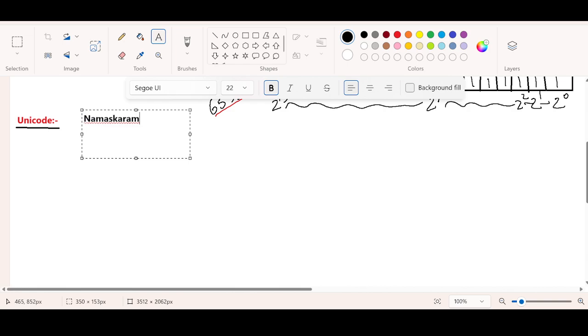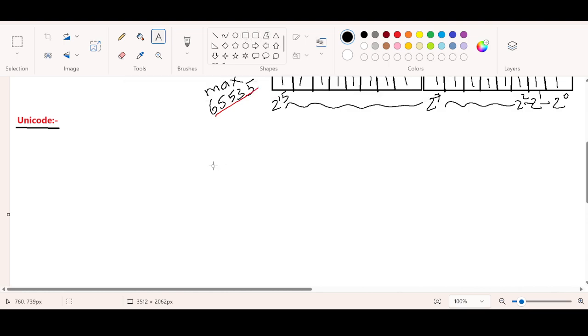You want to give the information to the end user in the Telugu language. Or if you want to give the information like vanakkam in the Tamil language, vanakkam means namaskaram in Tamil. Or if you want to give the information in the Hindi language, Unicodes are used here to do this conversion, to transmit the data.